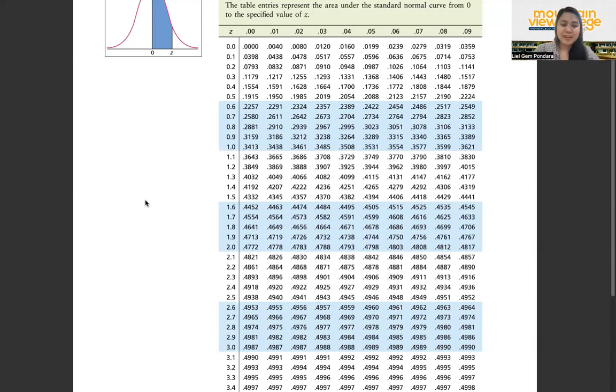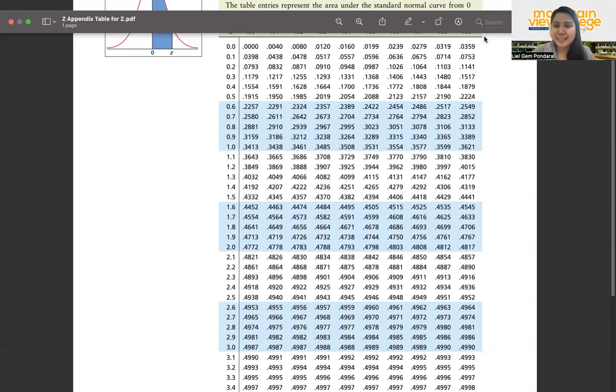Next, the last one. Z is equal to 2.69. Z is equal to 2.69. Very good. That's 0.4964. 2.6 and 9 here, that's 0.4964. Congratulations for this lesson, Carl aced it.